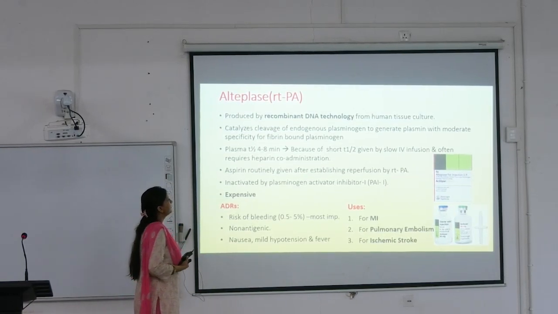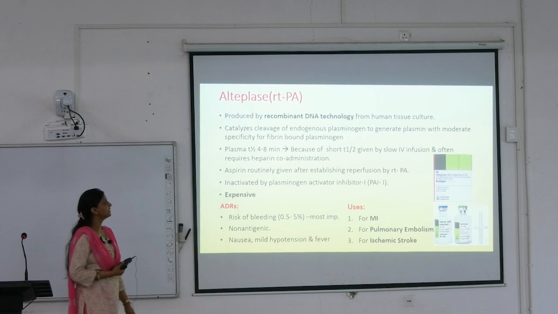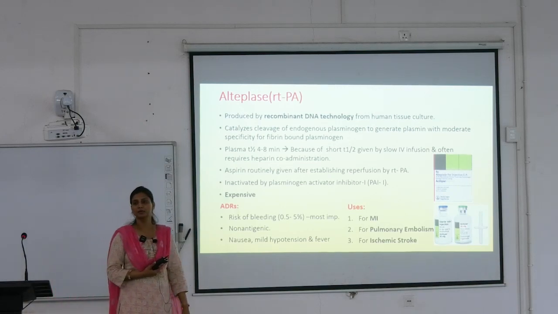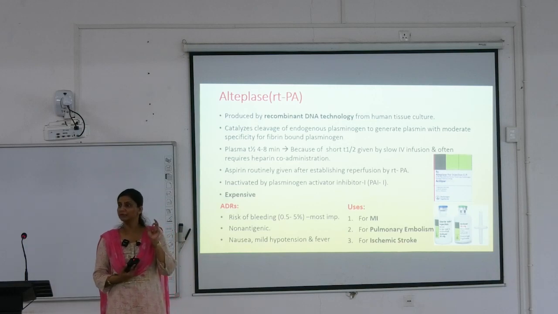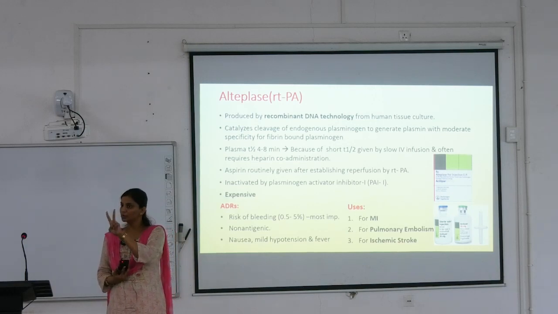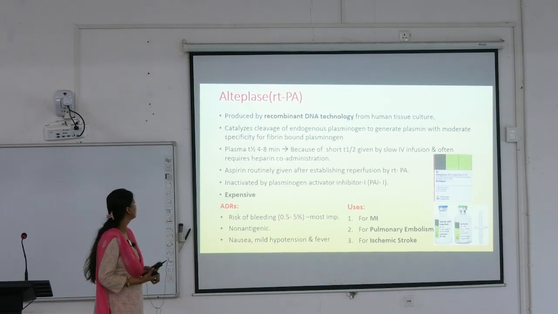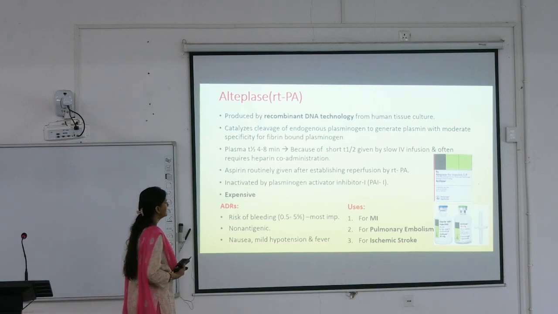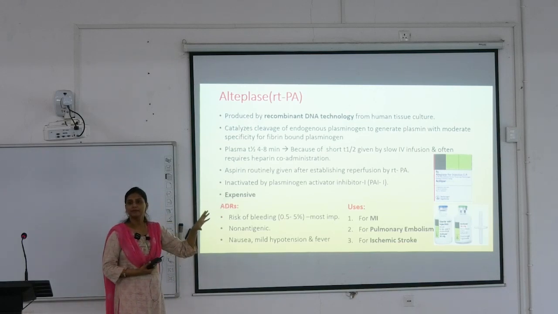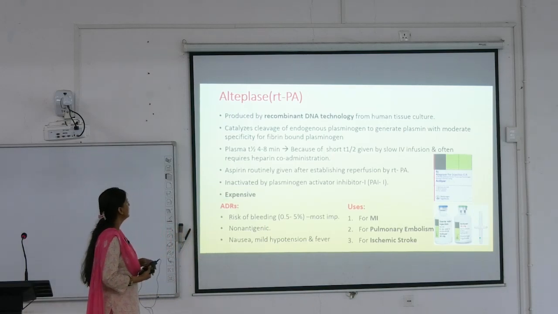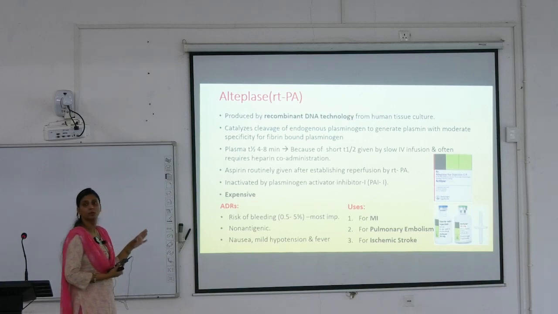It catalyzes the cleavage of endogenous plasminogen to generate plasmin with moderate specificity for the fibrin bound form. I told you we are targeting the fibrin bound plasminogen. There are two types, plasma and fibrin bound. We are targeting the fibrin bound. It has a short half-life. For that, we have to give a slow IV infusion, and it also requires heparin co-administration.